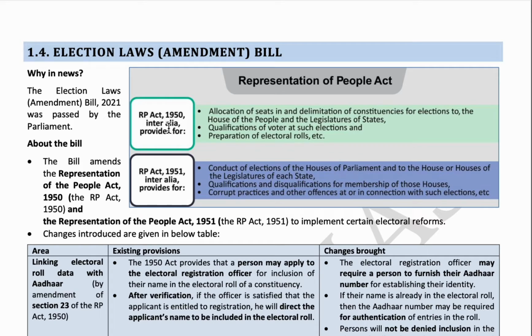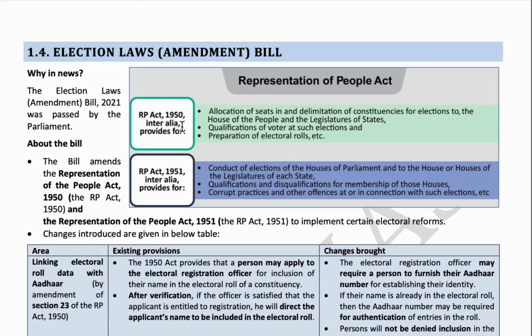Under RPA 1950, it covers the allocation of seats and delimitation of constituencies for the House of the People and the legislatures of states. So, different boundaries were constituted for different constituencies. Next, the qualification of voters is described in this act, and even the procedure and process of preparing electoral rolls was also described in this act.